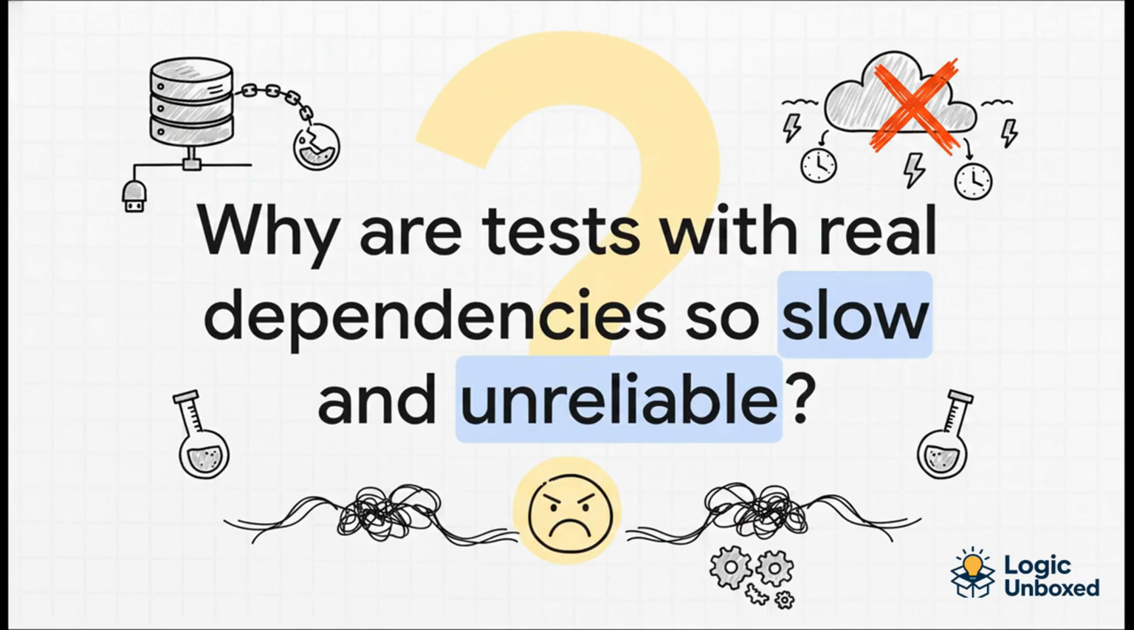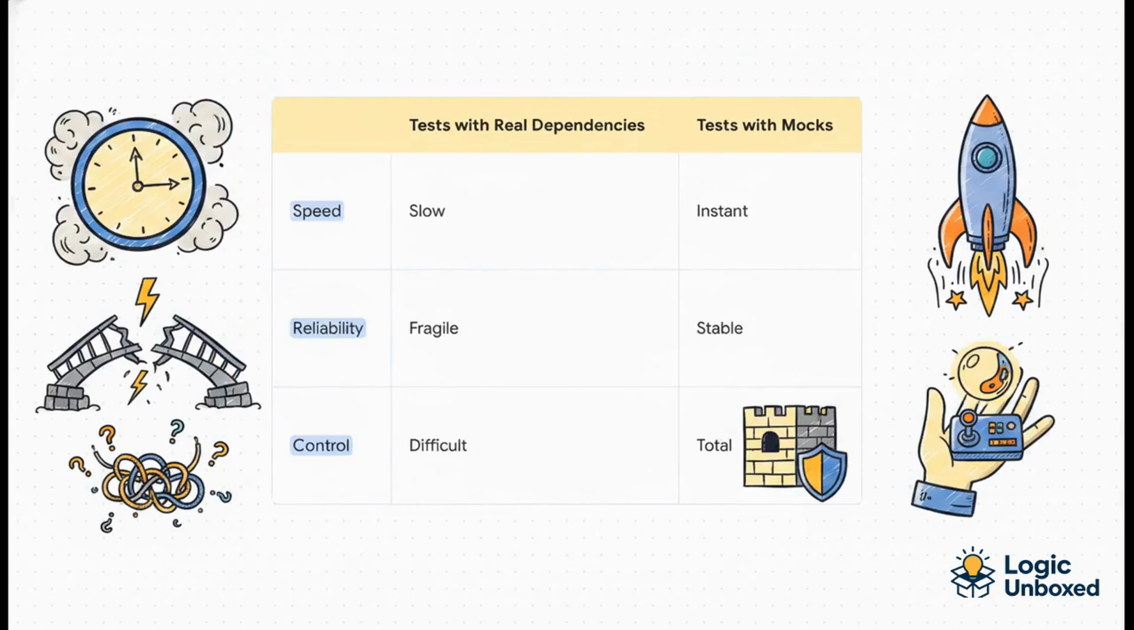real database, or it needs to call some third-party API out on the internet. And what happens? It takes forever to run. It fails randomly because the network is flaky. You can't even control what data comes back. It's a total headache. And this right here, this comparison, it just says it all.